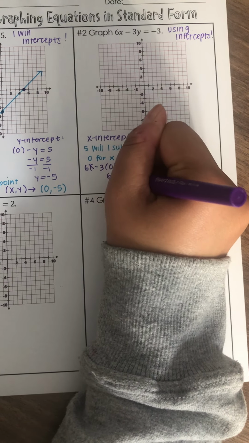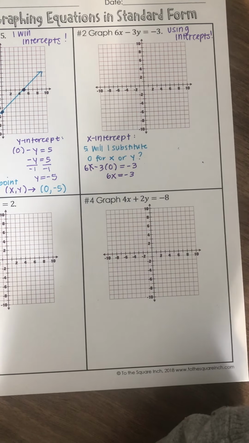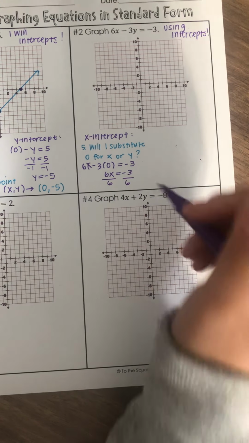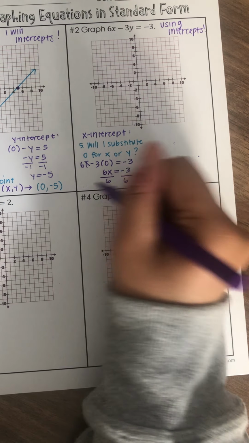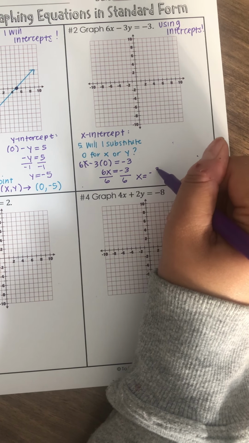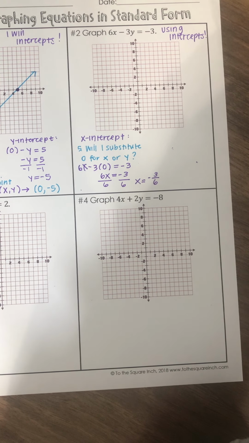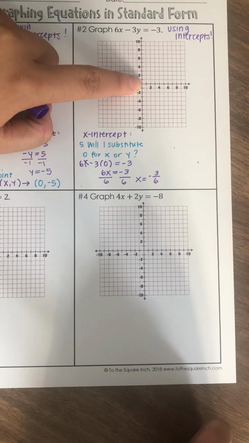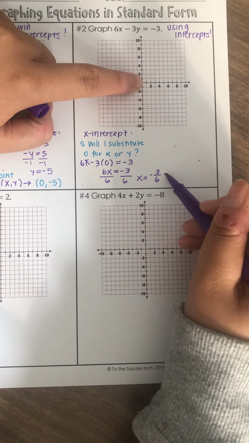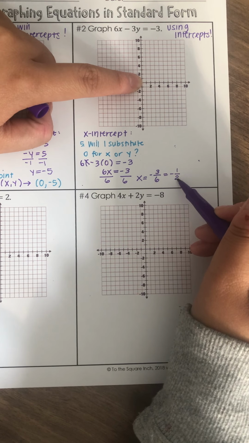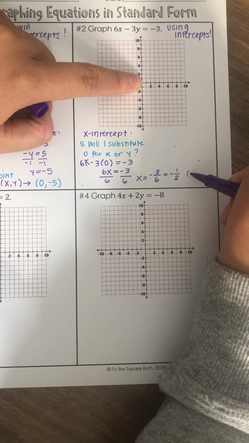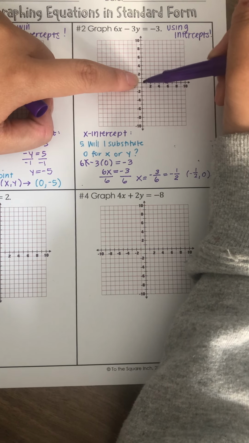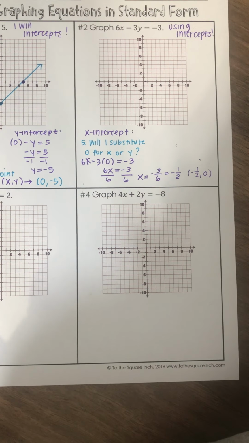So I'm left with 6x equals negative 3. I want my 6 alone, so I will divide both sides by 6, leaving me with x equals negative 3 over 6. Now notice that negative 3 over 6 is a little bit hard to graph. So notice that this can simplify to negative 1/2, giving us a point of negative 1/2, 0, which is a little bit easier to plot because it is halfway from 0 to 1.